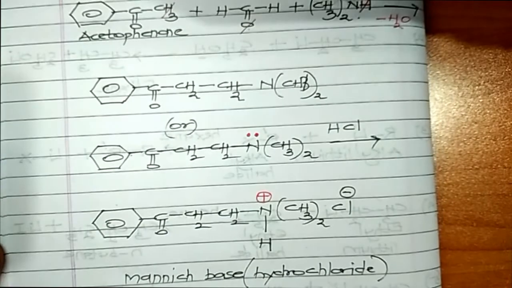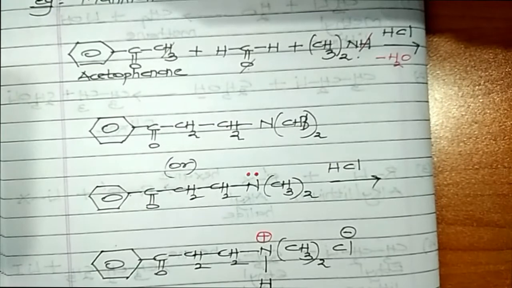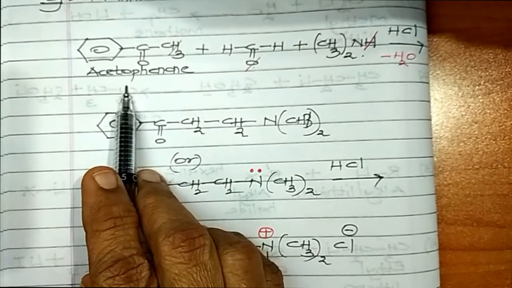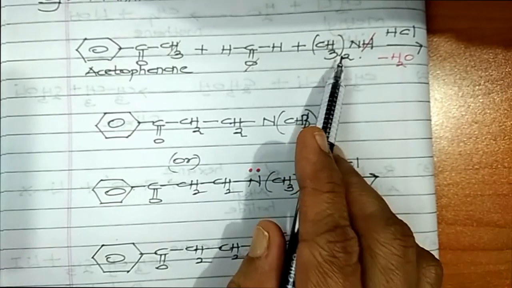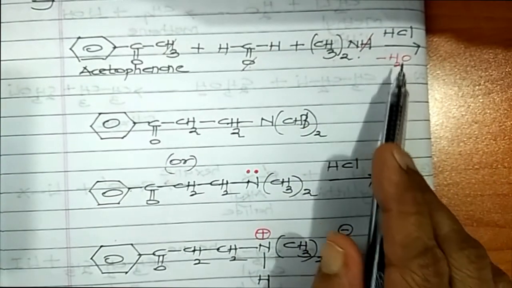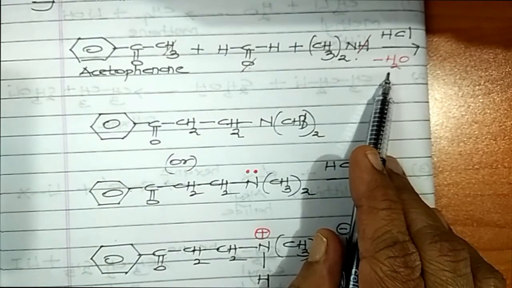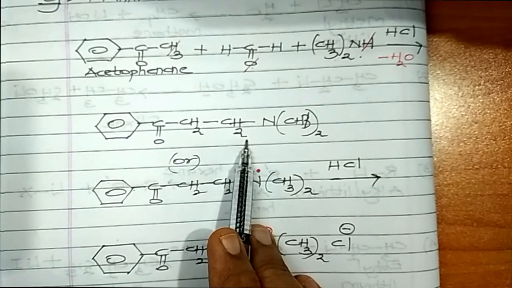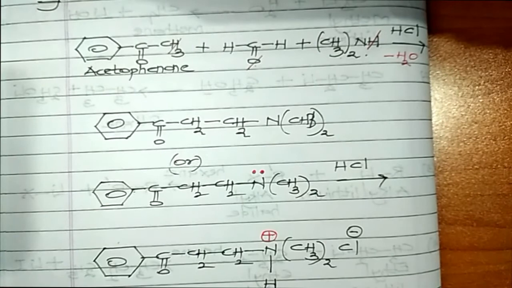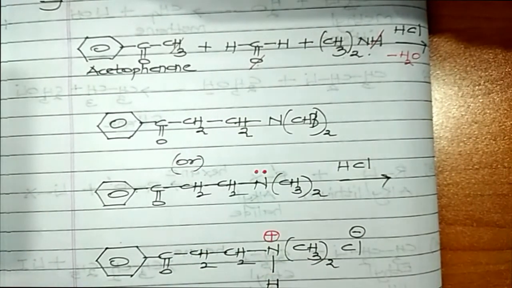So what I want to say is, when you are giving an example of the Mannich reaction, what should you do? You must write acetophenone, you will write formaldehyde, you will write dimethylamine, use acidic medium. It's a simple condensation reaction. Water will be removed. You get the formation of this compound. Is it all right? This is your end product. Your reaction actually ends here.